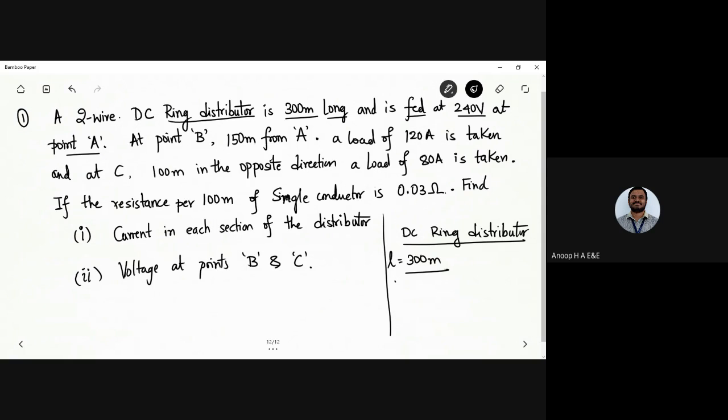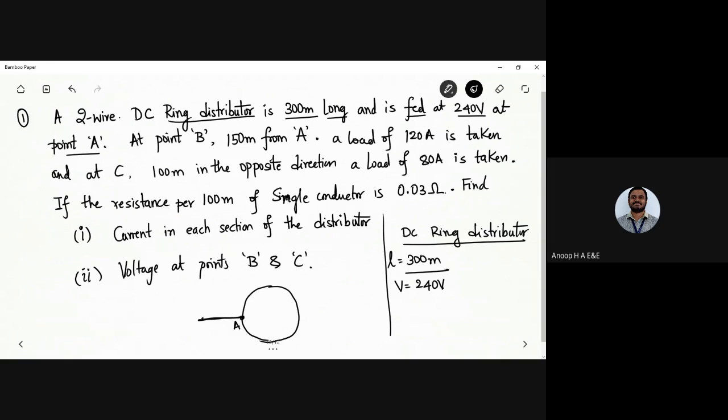The voltage which is fed is 240 volts at point A. Now let me draw a simple circle like this, and I have a connection to it. So this is the feeding point A. From here you have a feeding point A.